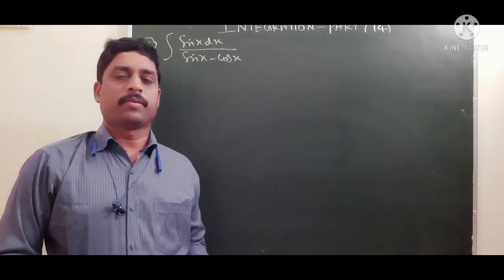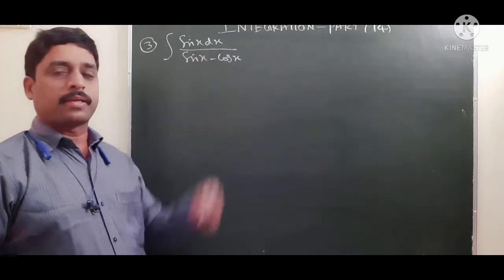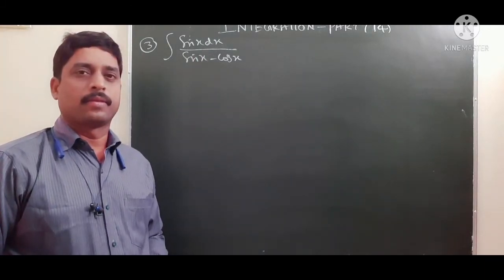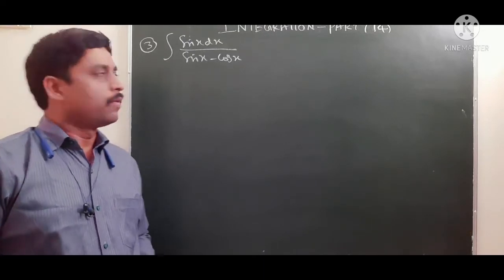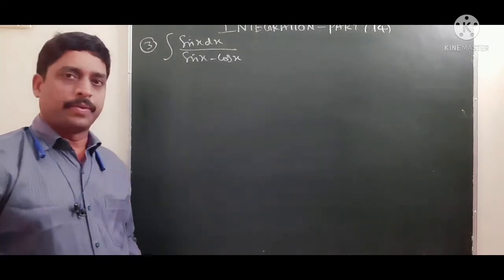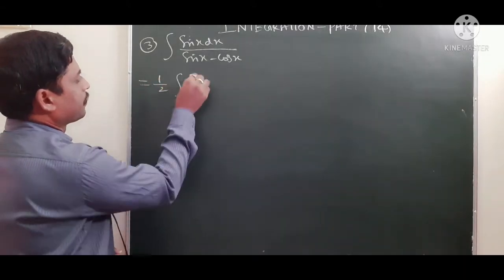Okay, now moving to next question. Integral sin x dx by sin x minus cos x. How can we solve this problem? For this type of problems, we should divide and multiply by 2.